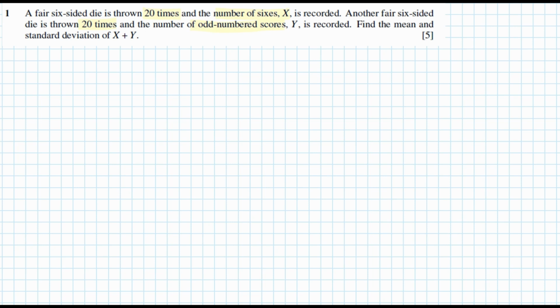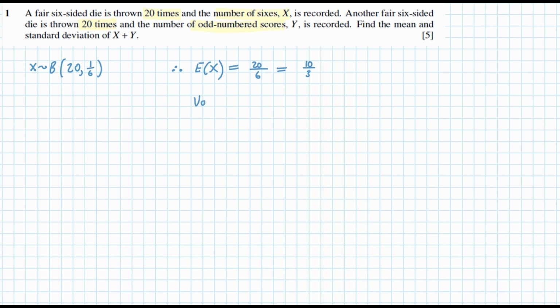the first one. X is binomial, isn't it? You've got 20 trials and the chance of getting a six is 1/6 if it's fair. Therefore the expected value is going to be np, so 20 times 1/6, or 20 over 6, which is equal to 10 over 3.